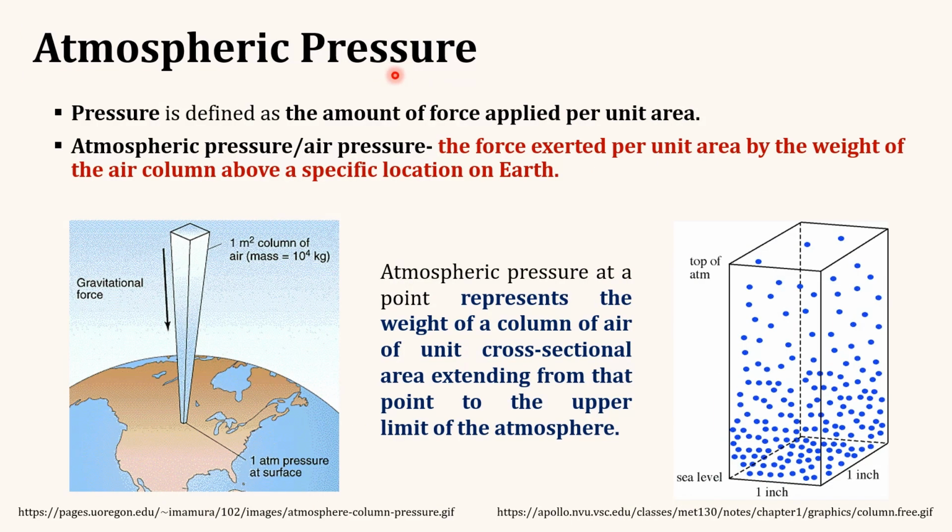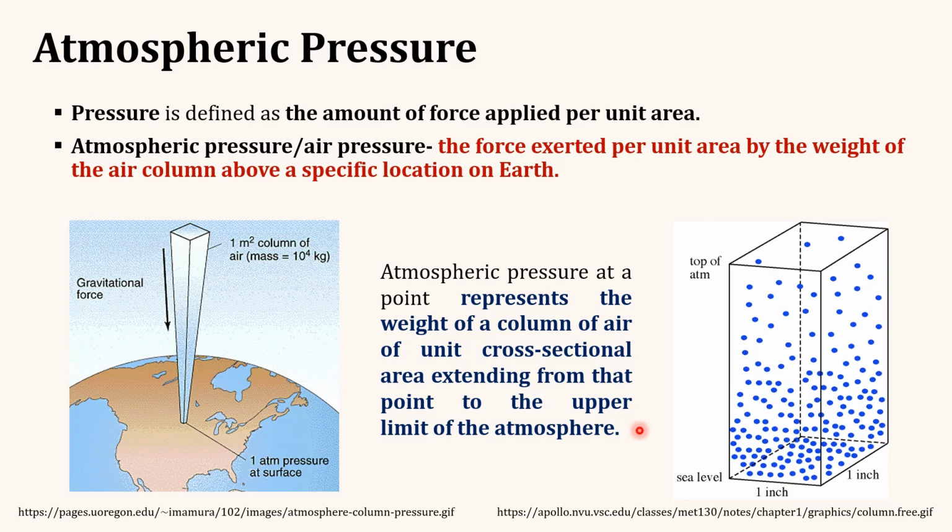The term pressure is defined as the amount of force applied per unit area. So, the atmospheric pressure, which is also known as the air pressure, is the force exerted per unit area by the weight of the air column above a specific location on the earth. So, the atmospheric pressure at any point represents the weight of air molecules in an imaginary column having unit cross sectional area which extends from that particular point to the upper limit of the atmosphere.